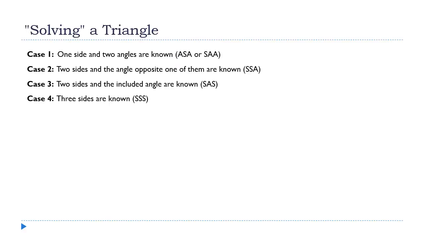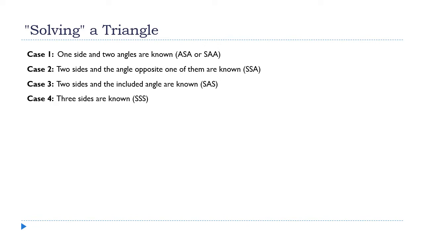So we're going to talk about these two new formulas, the law of cosines and the law of sines. And we're going to do this in the context of solving triangles, taking triangles that we have partial information about and finding all of the missing information, all of the other dimensions. And there are four cases that we're going to be able to solve here.